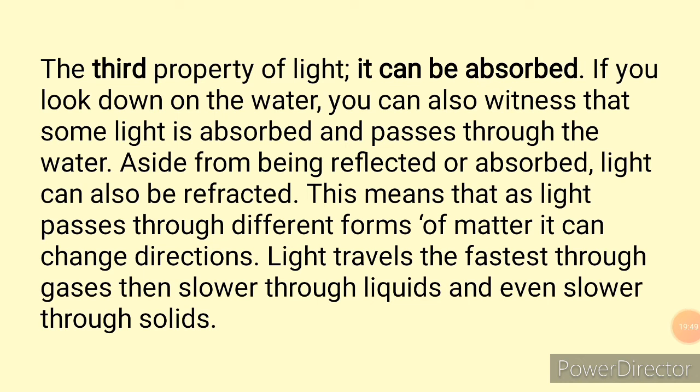The third property of light is that it can be what? Absorbed. We've talked about it already. You know, if you look down on water, you can also witness that some light is absorbed, and some passes through the water. Outside from being reflected or absorbed, light can be what? Refracted. That is another property again.